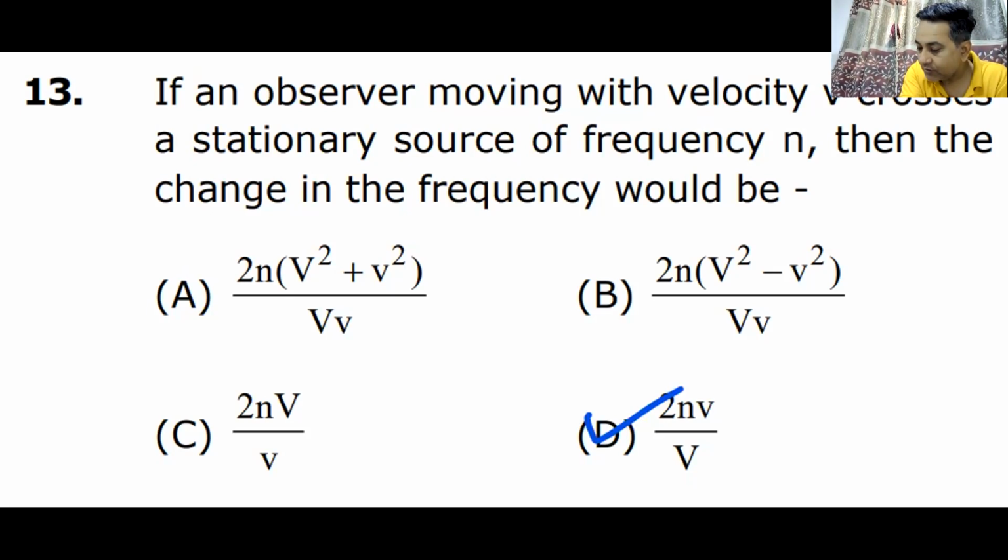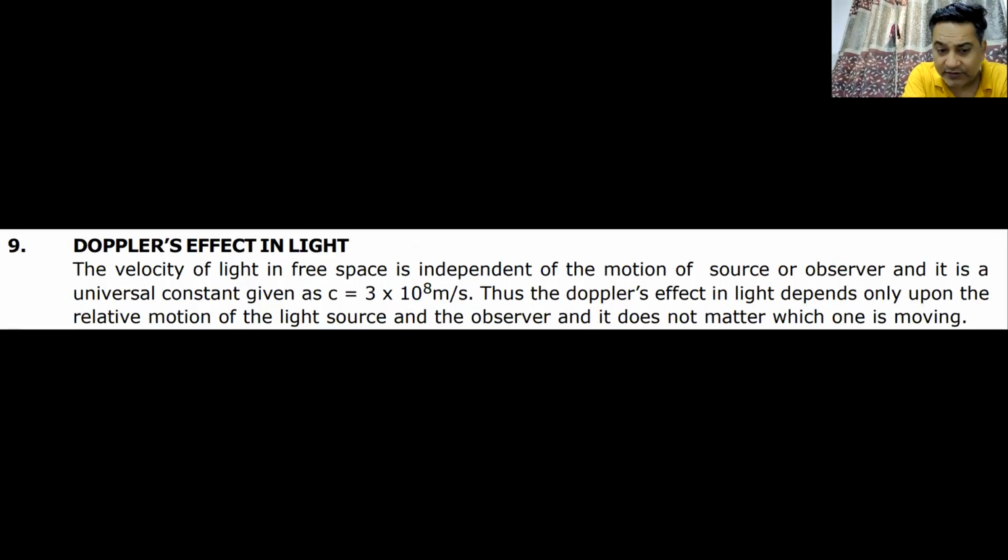So that finishes our discussion for Doppler's effect in sound. A very small topic that remains is Doppler's effect in light, and we are going to go ahead with the same one. Doppler's effect in light. The velocity of light in free space is independent of the motion of the source or the observer. That is the main point here.